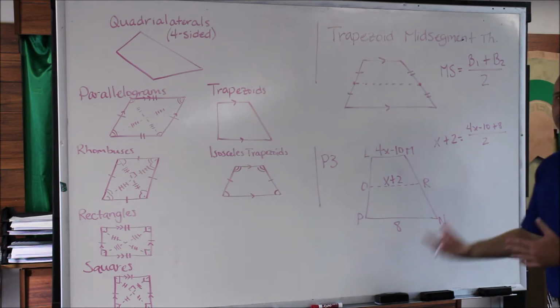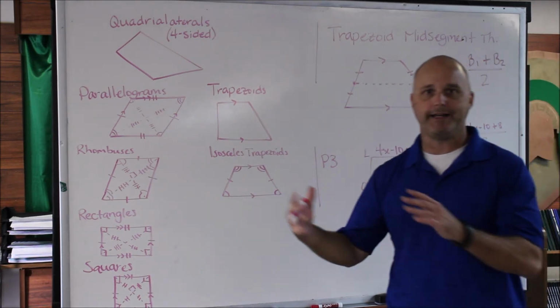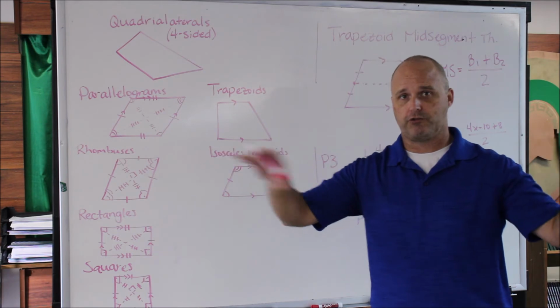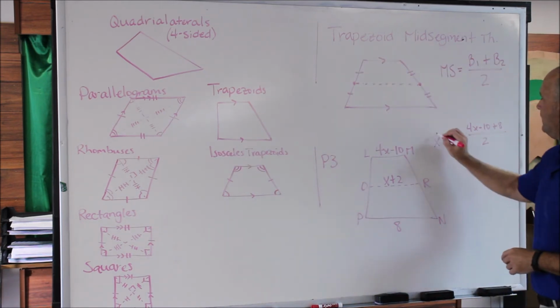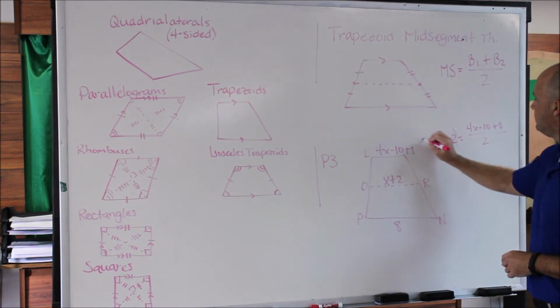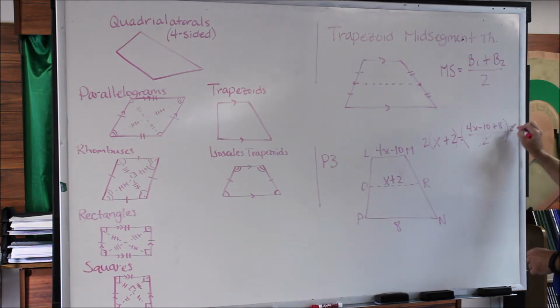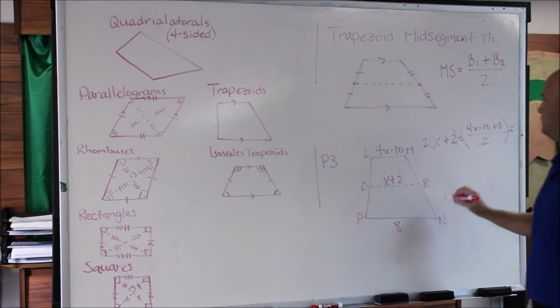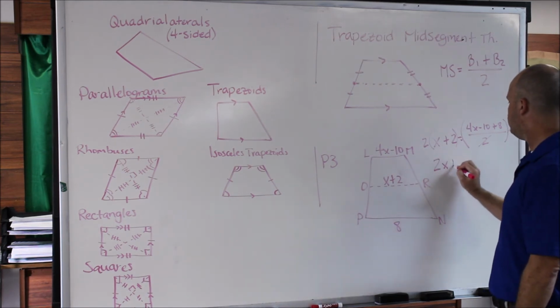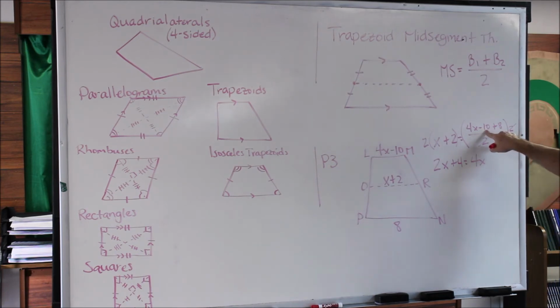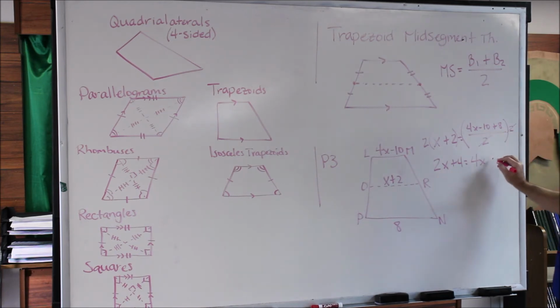So a couple of ways you can do this. I'm going to go ahead and get rid of that 2 in the denominator so that I'm only working with one string of numbers. To do that, I have to multiply both sides by 2. When I multiply both sides by 2, these 2's cancel out, and I distribute this 2. So 2x plus 4 is equal to 4x, and then I'm going to combine the negative 10 and the positive 8 to get 4x minus 2.